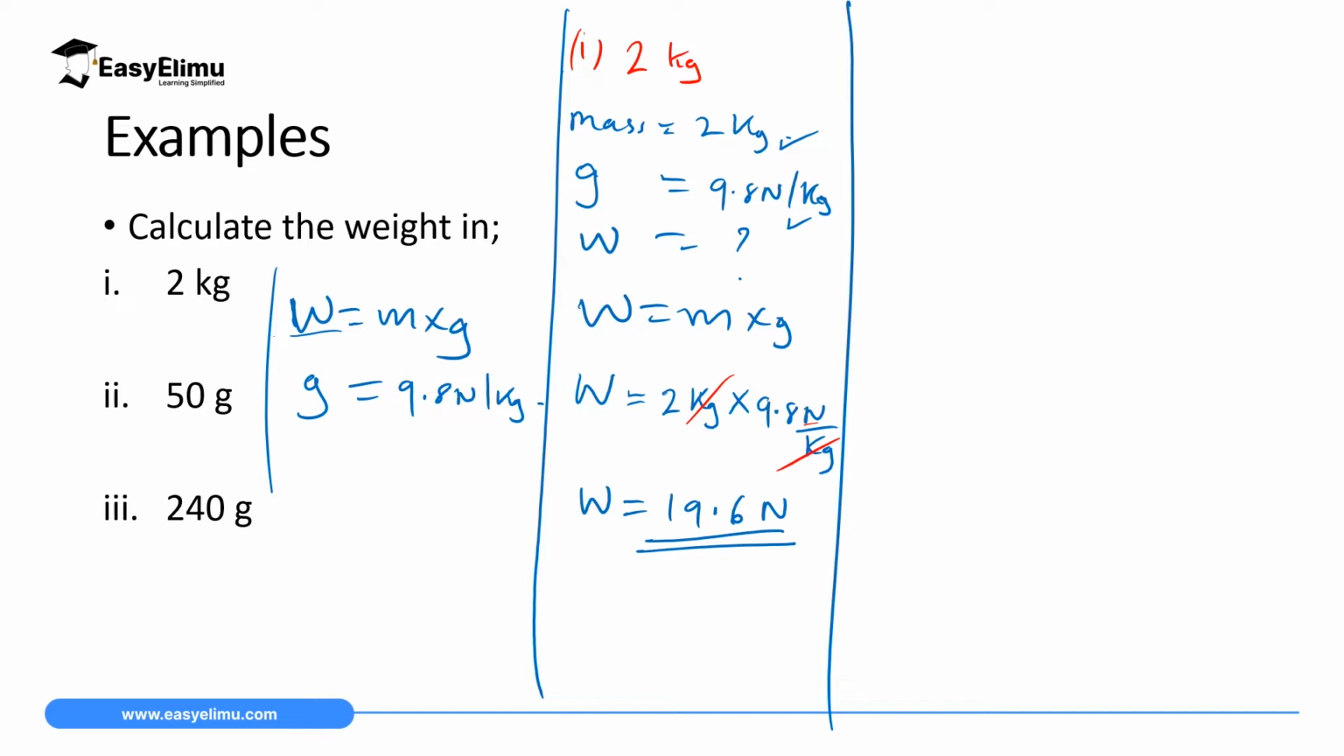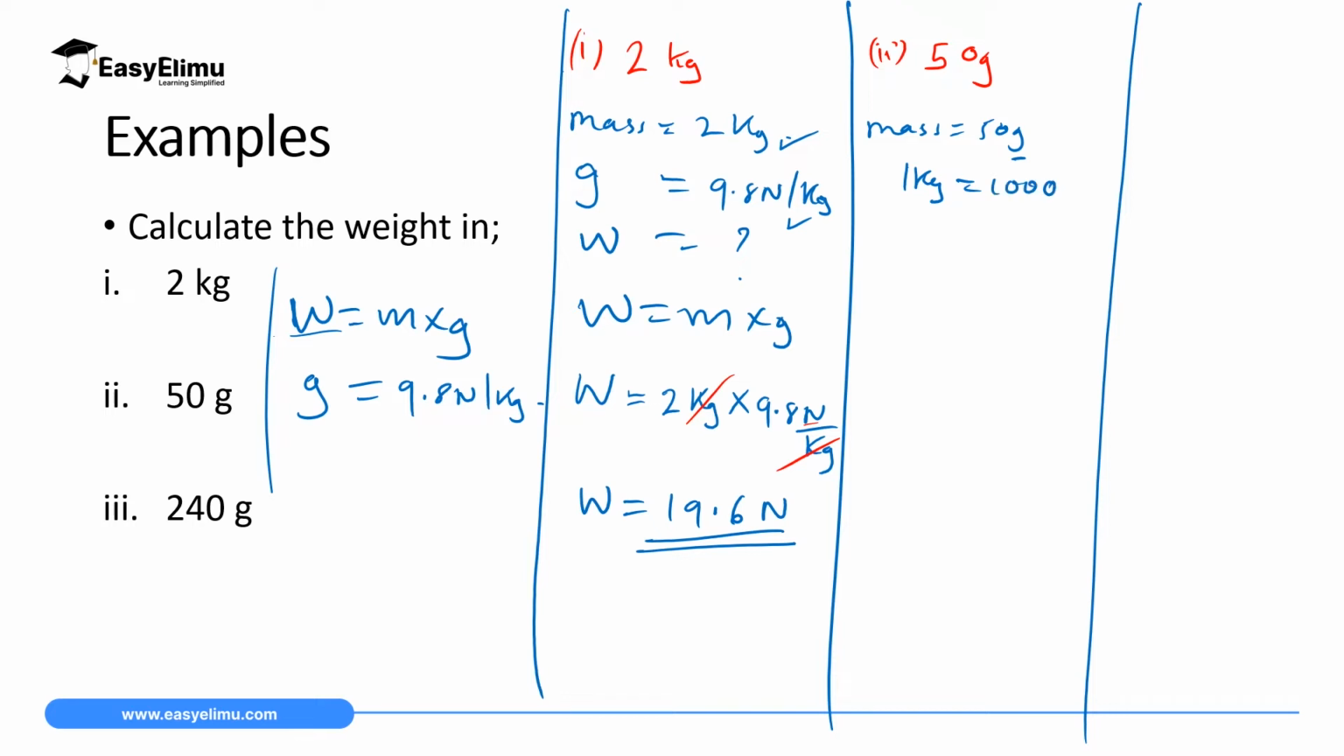Then the second question requires us to change number 2, 50 grams to weight on Earth's surface. So as usual, you identify what you have. I have mass, which is 50 grams, but is grams the SI unit? No, so you have to convert it to the SI unit, which is kilogram. The relationship between kilogram and gram is that 1 kilogram is equal to 1000 grams, from the multiples and submultiples of kilogram that we looked at in measurements.